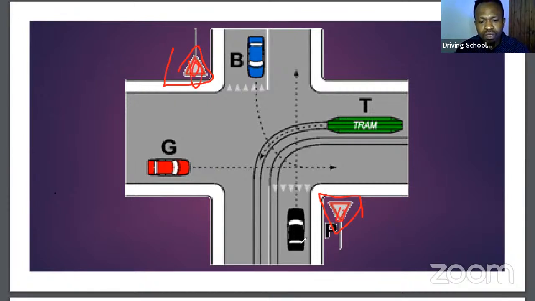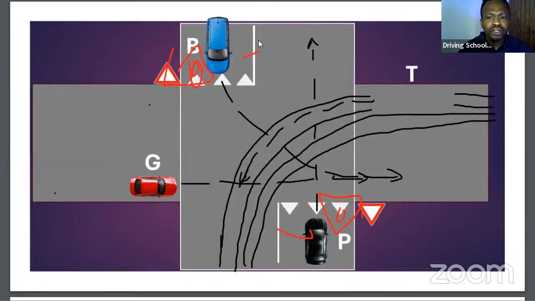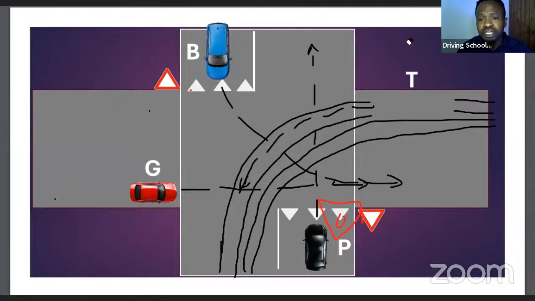Because of this one, this vehicle and this vehicle, they are not the first to leave. And remember, it is the right of the tram to leave the intersection before every other vehicle, considering the fact that a tram is a vehicle that moves on top of a track. You understand? So that means the tram here is the first to leave. So after the tram has left the junction, that is when we will look at who is going to be the next to leave.